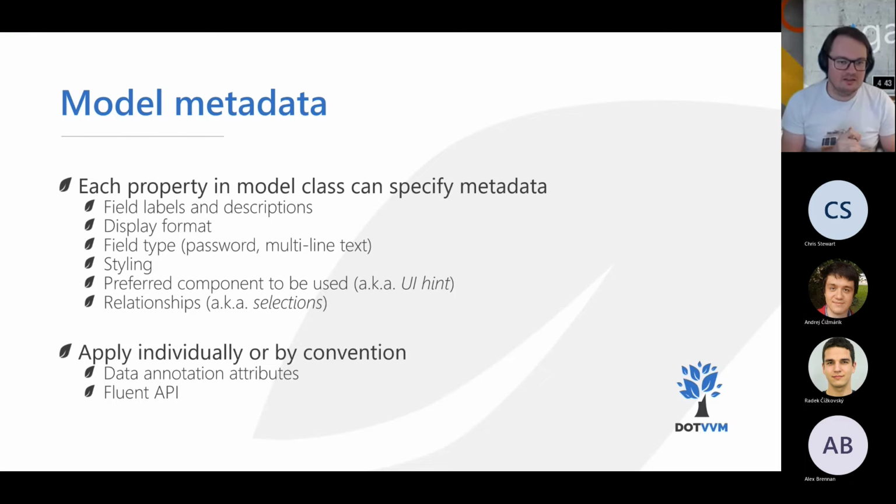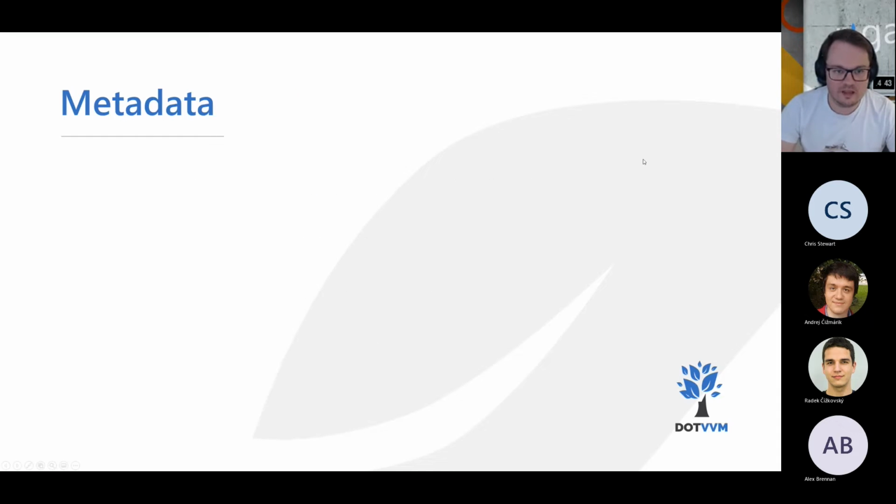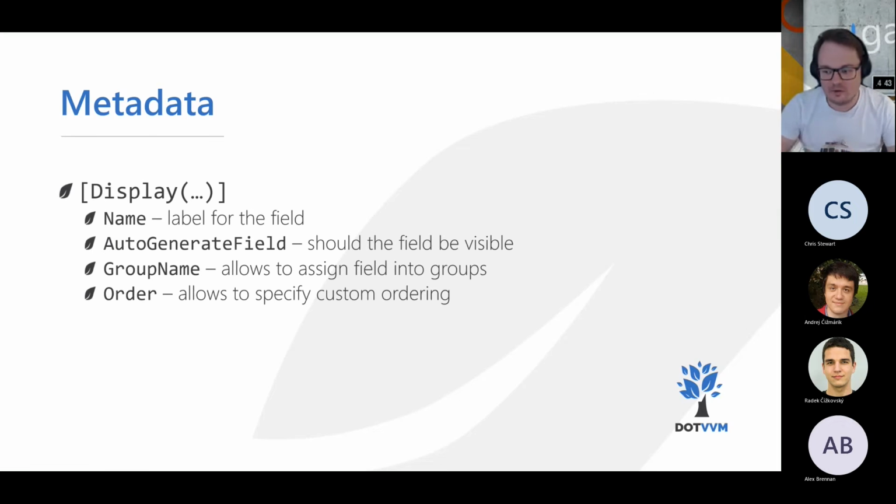And you can apply these metadata instructions on an individual property using .NET attributes, or you can apply them by convention. So for example, you can say that for every property which contains, I don't know, customer ID in its name, we will be using this editor with this kind of selections, and we will be using this service for making the selection. So that's how you can apply the metadata. I will have just a few slides, and then we will look in the code because it's already working.